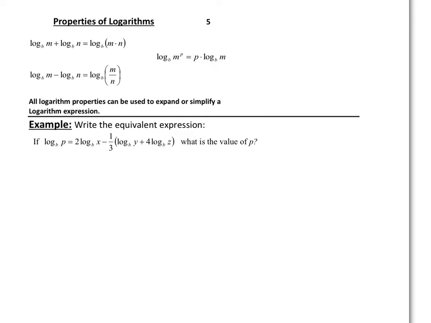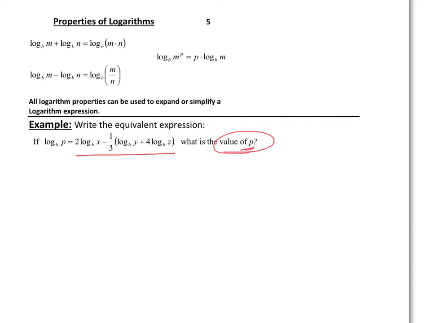So if I want to figure out what log of p with the base of b is equal to 2 log x with the base of b minus 1/3 log y with the base of b plus 4 log z with the base of b, and I want to find out what the value of p is, that means I want to write this side of my equation as one log, because I have log of p on this side. So if I want to figure out what p is by itself, I'd have to make sure I have one log on my right side of my equation.